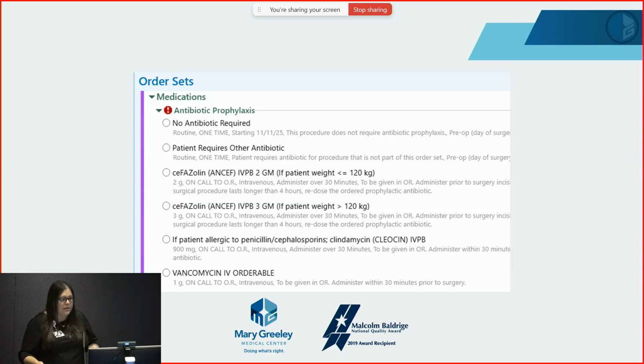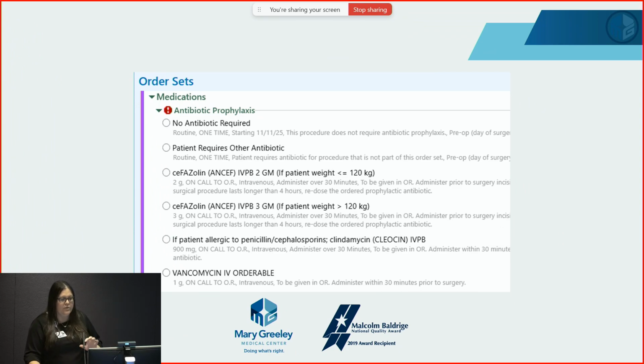Here at Mary Greeley, it isn't uncommon to see an order set that looks like this, and so we have room to improve. It's antibiotic prophylaxis before a surgical procedure. It has your cefazolin, which is the preferred antibiotic, and then if the patient is allergic to penicillin/cephalosporins, clindamycin. So there's not a lot of judgment.